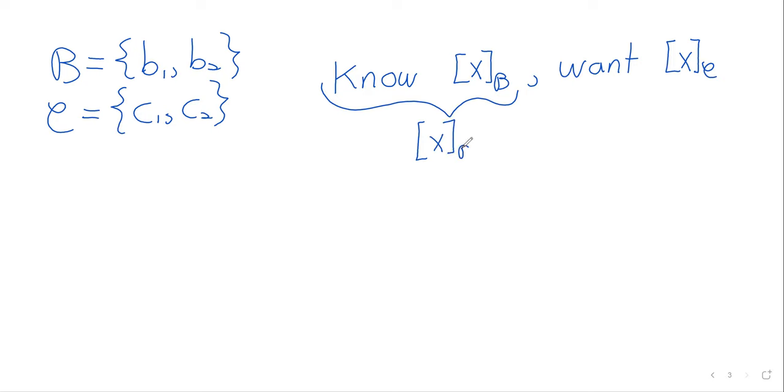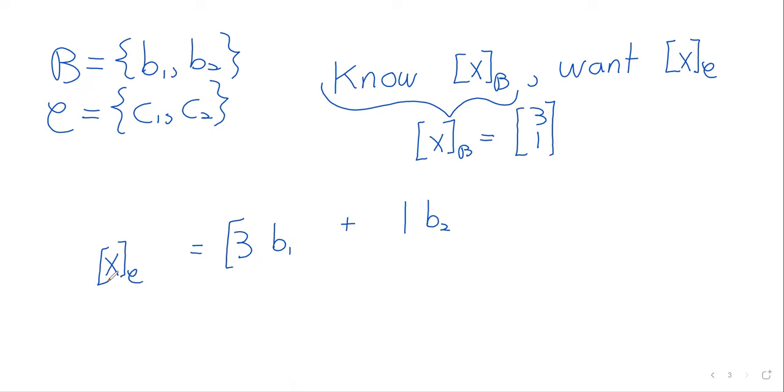I say that we know this representation vector. So let's say that it's (3, 1). And we know then that x is 3 times b1 plus 1 times b2. And therefore, the representation vector of x with respect to C is the representation vector of that sum with respect to C.